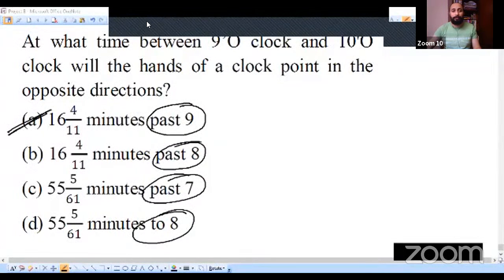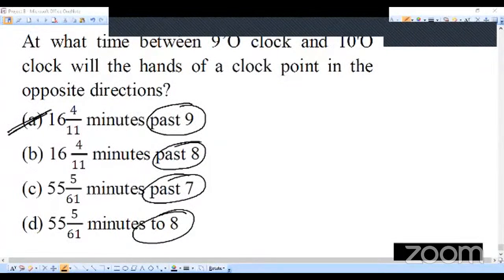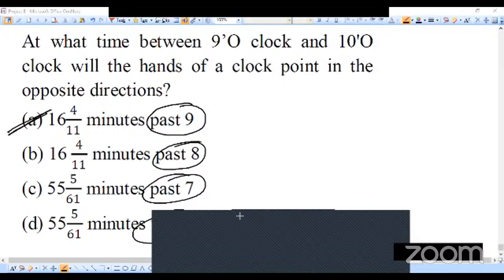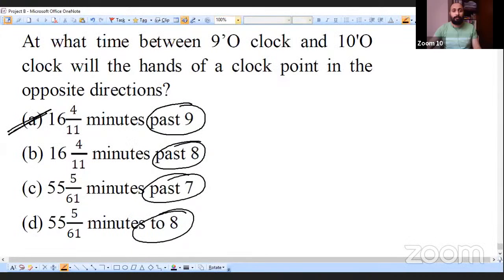So let's move on to our next question here. What is my next question here? One second. I'm just setting up a little bit. Okay, now it is proper.